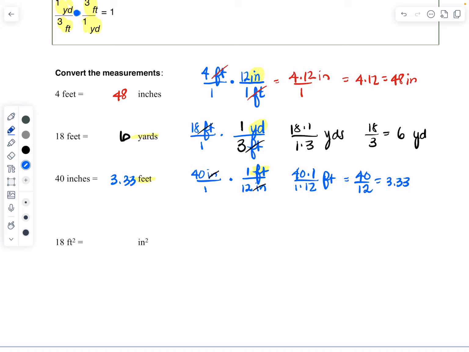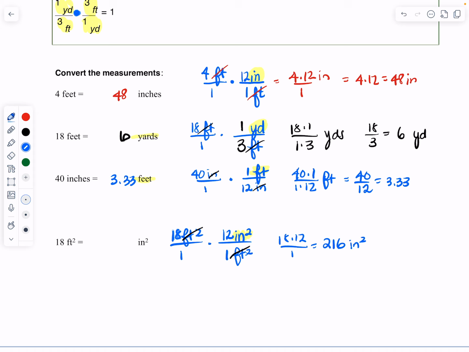All right, finally, we have 18 feet squared. And I put that over 1. Again, feet squared are going to be in the denominator. And inches squared is what I want, goes up in that numerator there. Now, just because it's squared, it's the same thing. So there are 12 inches in a foot. Again, I'm going to cancel out those feet squared because they are on the diagonal from each other. So when I do that, I get 18 times 12 over 1. And 18 times 12, I got to be 216. So this is inches squared. So square inches, 216.